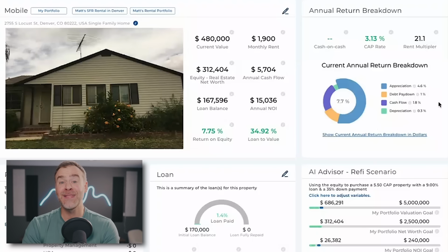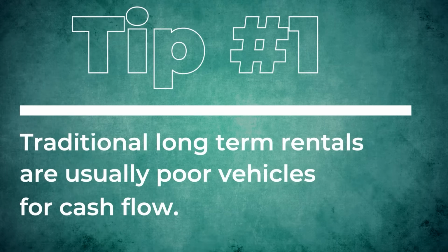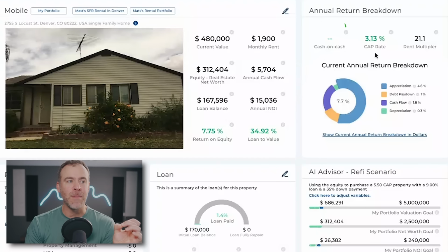Has anyone else noticed the headlines of what CDs and bonds are paying right now? They're paying a heck of a lot more than 1.8%. So if Matt wanted more cash flow, he could simply invest in a CD. So this brings us to tip number 1, and that's that traditional long-term rentals are usually poor vehicles for cash flow. My eyes go to cap rate next.